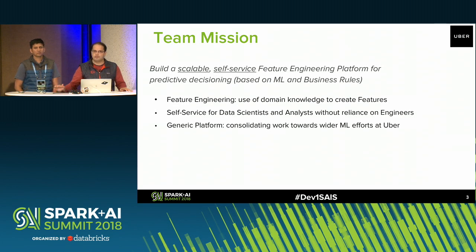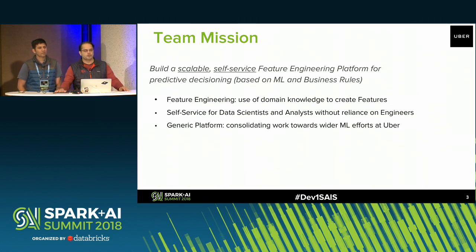So let me start with a little bit about our team. As I said earlier, we are a team within the risk platform. I manage that team. Pulkit has been the technical lead on the feature aggregation system. Our mission is to build a scalable, self-service feature engineering platform for predictive decisioning, which in our case is based on both machine learning as well as handcrafted business rules. Feature engineering in this context means the use of domain knowledge, so fraud-specific knowledge, to create features which are then fed into the machine learning model.